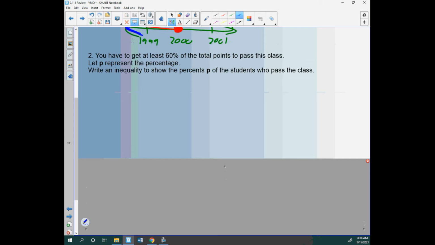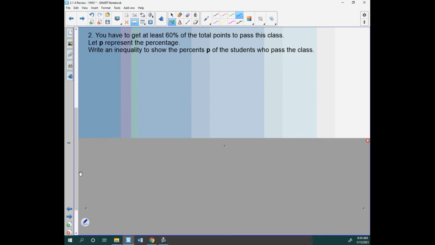Let's just do number 2 and we'll call it this section good. You have to get at least 60% of total points to pass this class. Okay? That's a true statement. We want you guys to get even more than 60% though. We want you to get as many points as possible. But if I have to write an inequality, we'll say P for passing. Like I said, I'm always going to write the variable on the left. I'm always going to write the important number that we want on the right. I'll write 60% on this one. You need to get at least 60%. Well, if I get 80%, would I pass the class? Yeah. If I got 90%, would I pass the class? Yes, right?